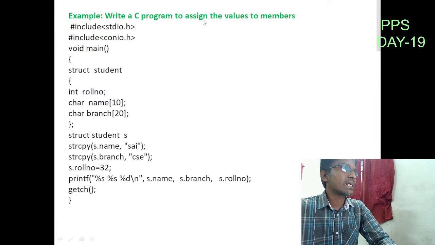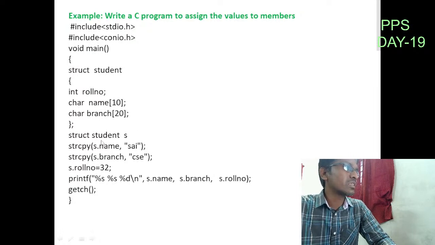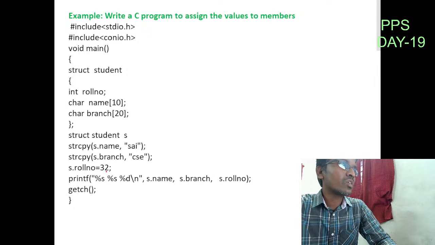You can assign values to the members like this also. For example, roll number. Then you have to use a structure variable. Here I am using the structure variable S. S is a structure variable. Now I am going to use roll number equal to 32. Like this also we can assign or initialize the values to the structure members.